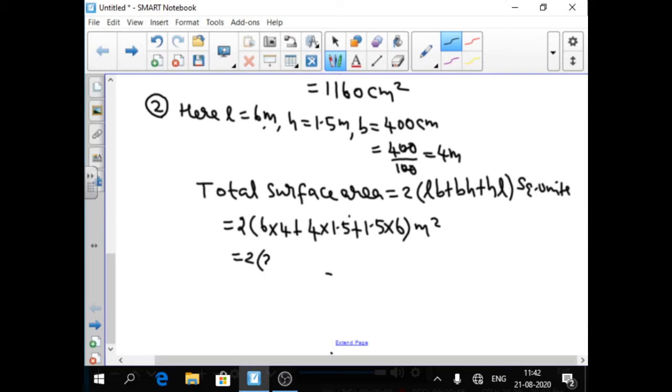So 6 4s are 24, plus 4 into 1.5. 4 into 1.5, which means 15 into 4 is equal to 60, so after one digit we mark the decimal point, 6.0 comes. 6.0 plus 6 into 1.5, which means 15 6s are 90, so marking the decimal point after one digit, 9.0 comes.